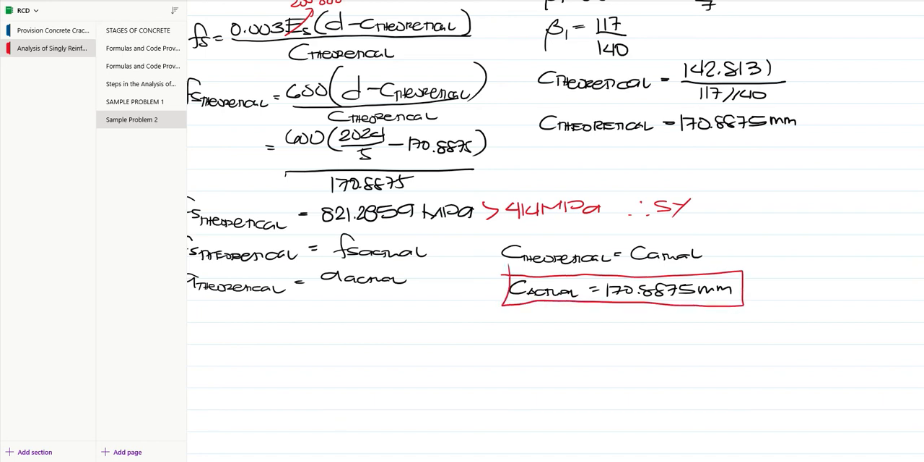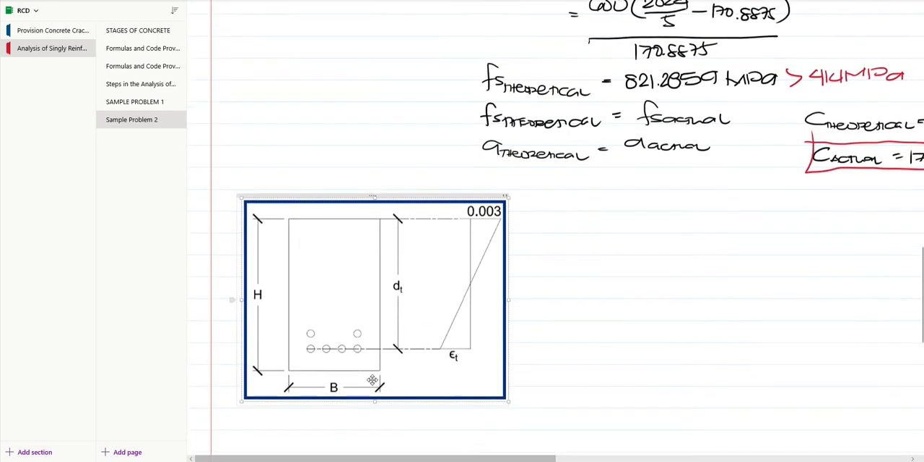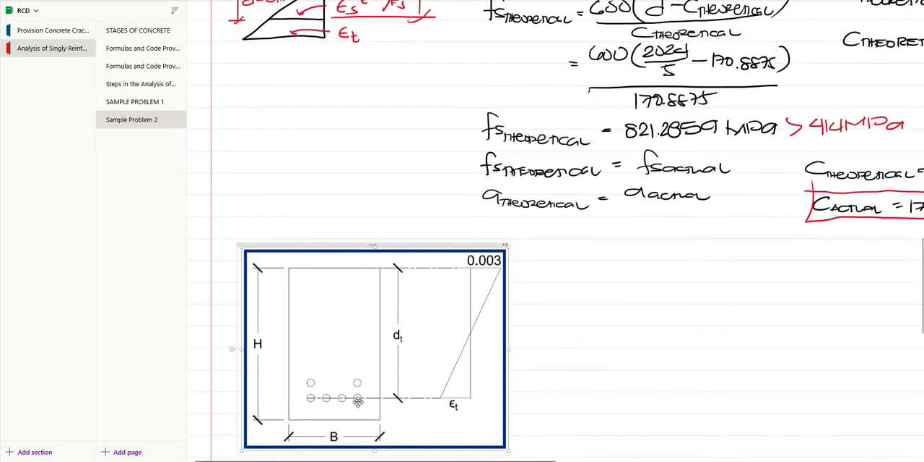So, next to determine, since na-prove na natin and tama yung assumption natin that steel is yielding, so we can proceed in calculating yung epsilon sub t, which will be used to calculate our reduction factor. So, to calculate epsilon sub t, syempre kakailanganin natin yung strain diagram natin. So, syempre, tamang-tama to.